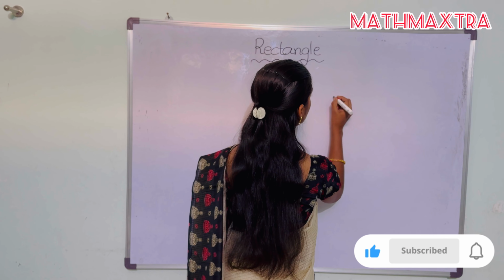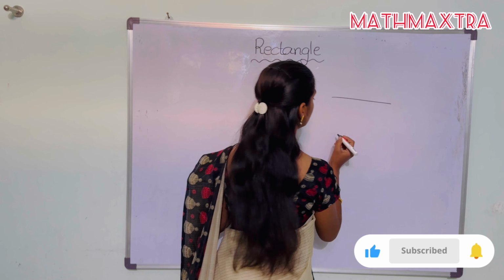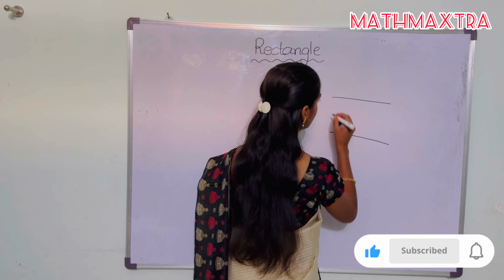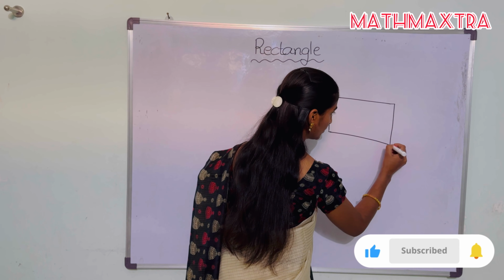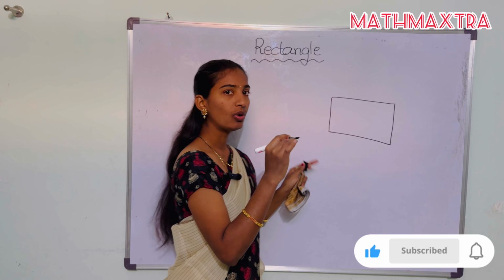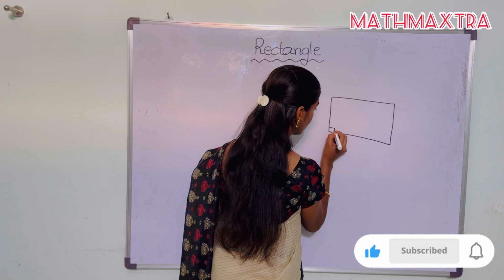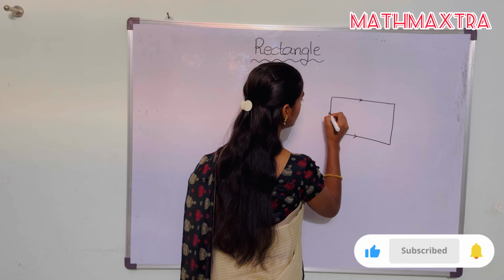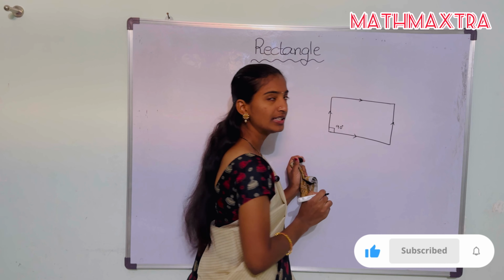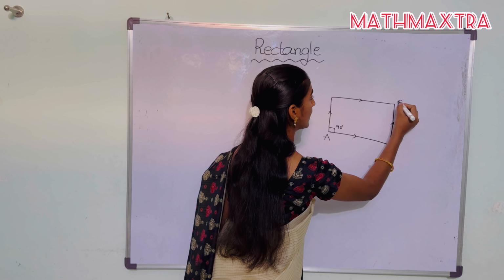See, first, it should be a quadrilateral in which the opposite sides are parallel. These are opposite sides, and this is one pair of opposite sides, and this is another pair of opposite sides, isn't it? Along with that, the pairs of opposite sides being parallel, we should have one of the interior angles be 90 degrees, which is this. Now these two are parallel and these two are parallel. One of the interior angles is 90 degrees.